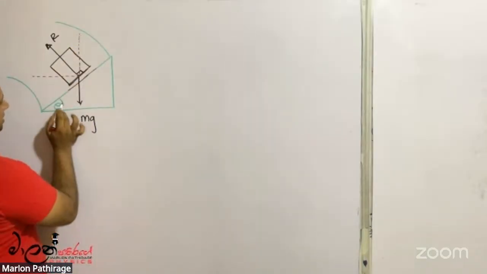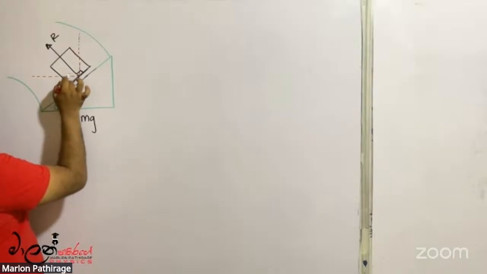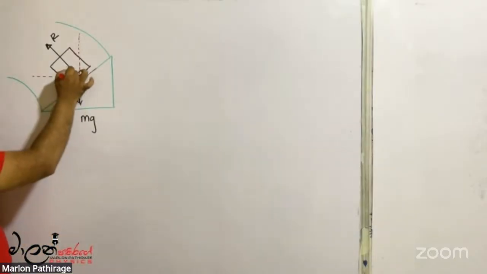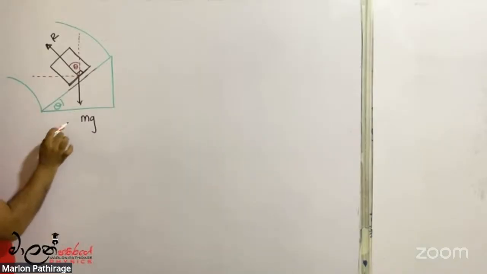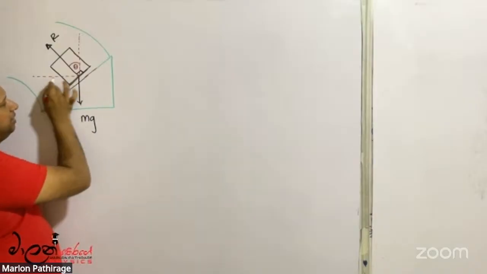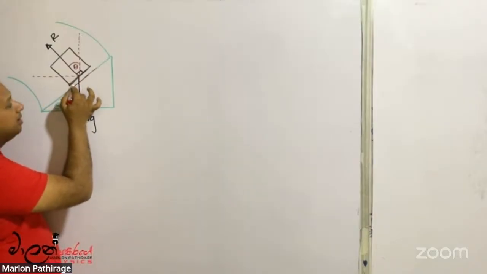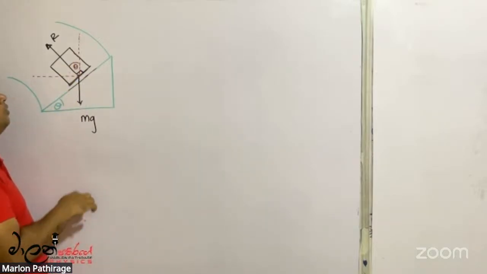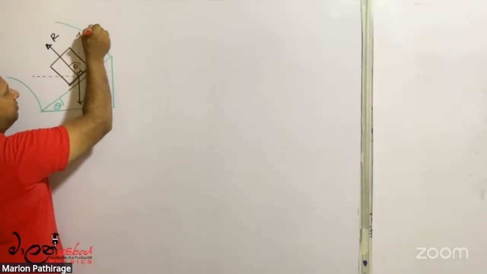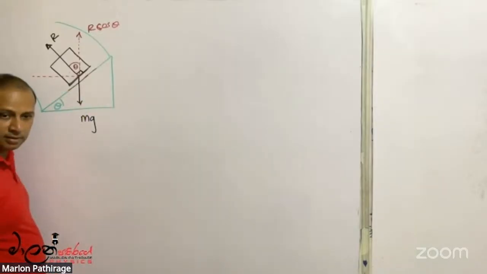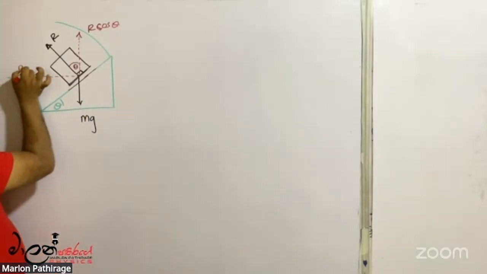You know, this angle is theta, therefore this angle is 90 minus theta, therefore this angle is theta. So, in the upward direction, the force is R cos theta. Toward the center, the force is R sin theta.